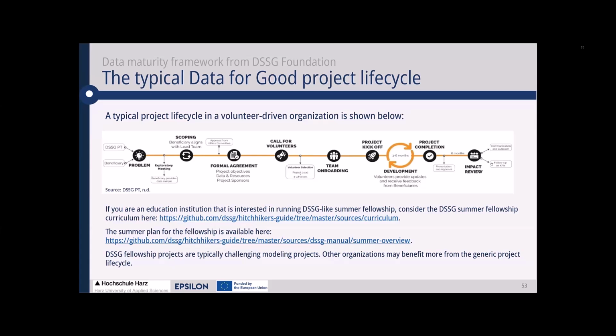And if you want to have more information here, then you can find it on the GitHub presentation of the DSSG Summer Fellowship. And here you'll find the whole curriculum where you can find more information on this workflow. And if you want to have more information on those typical projects, you will also find it on this Hitchhiker's Guide provided by the DSSG.